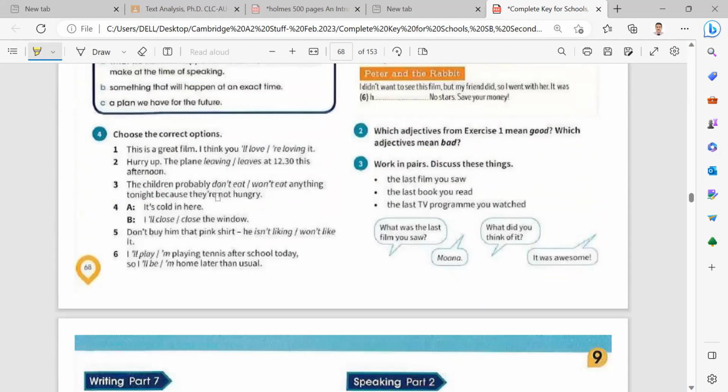The next one, choose the correct options. I'll give you 1 minute. Please read this and choose the right answer. Questions 1 to 6. I love or are loving it. I will love.